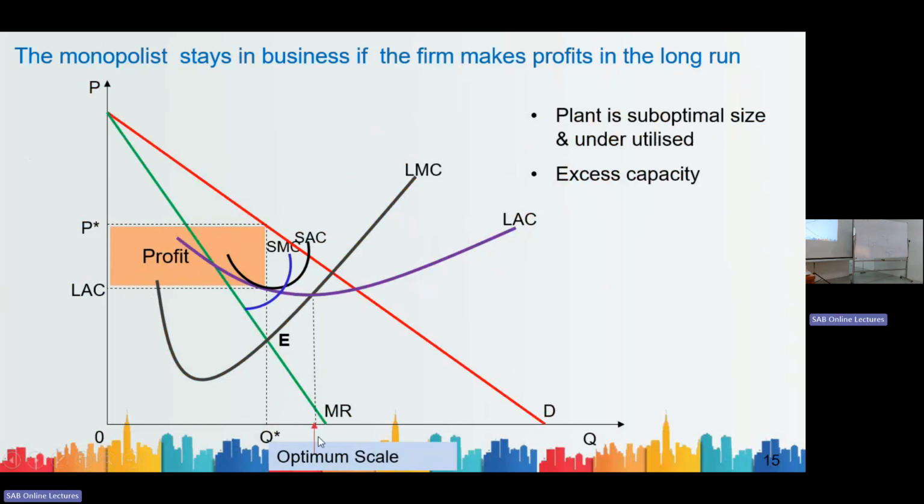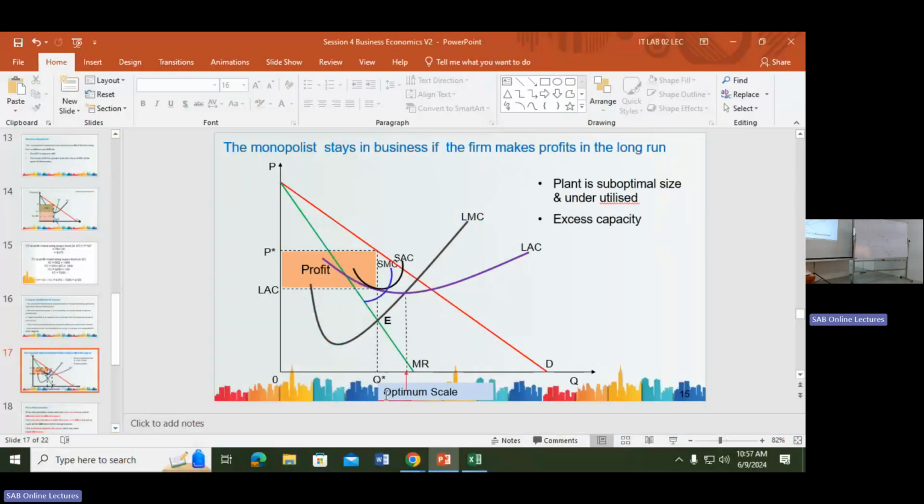Until reaching the optimum scale, the firm is operating with some excess capacity. The firm size, the optimum size, is not fully utilized. What is the optimum scale? The optimum scale is this much. You can show it like Q0 to denote that is the optimum scale.